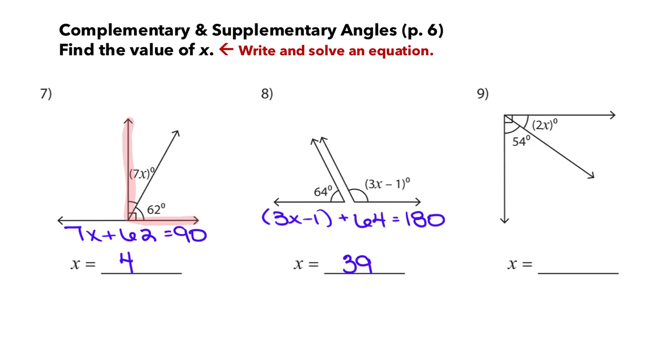Number 9. What equation did you write to solve for x? Marley: 2x plus 54 equals 90. Very good. 2x plus 54 equals 90. And what did you get for your x value? 18 is correct.